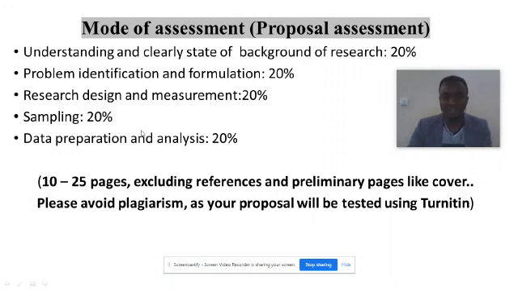Your sampling, where you define your population and your sample size, and why you chose that type of population, all this is about 20%, and the data analysis will be 20%. Remember, the proposal will have 10 to 25 pages, excluding references and the preliminary pages like the cover page. Avoid plagiarism, as the proposal will be tested using Turnitin. So thank you. That is the introduction to what is called research methodology.